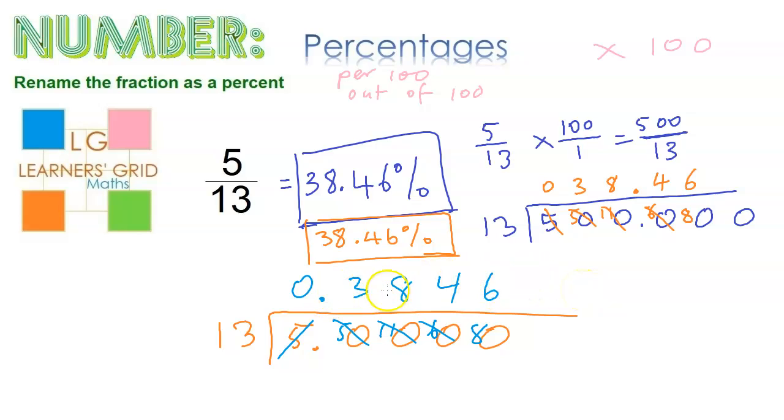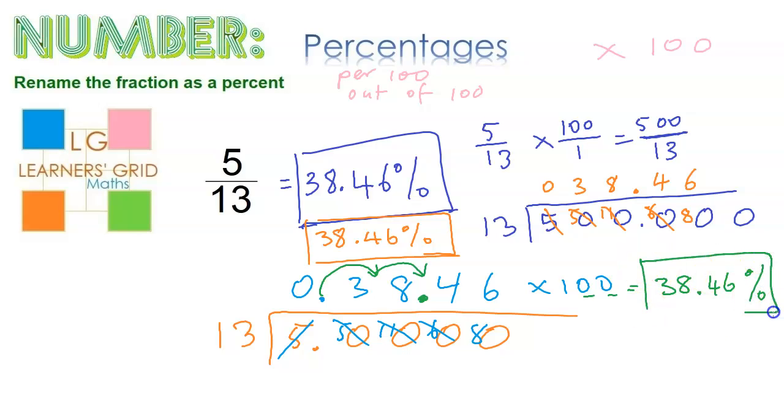Multiply 0.3846 by 100. Simple job, really. There are 2 zeros in 100, so this decimal point gets moved to the right twice, and here becomes the new location of the decimal point. So I have 38.46%. And hey presto, it's exactly the same as what I had for both of the other methods of calculation.